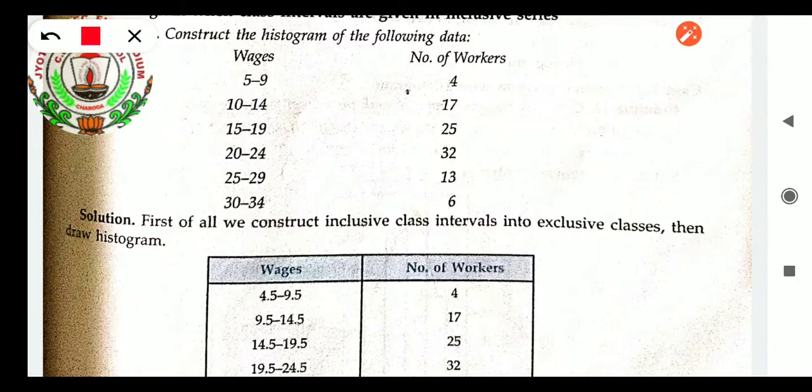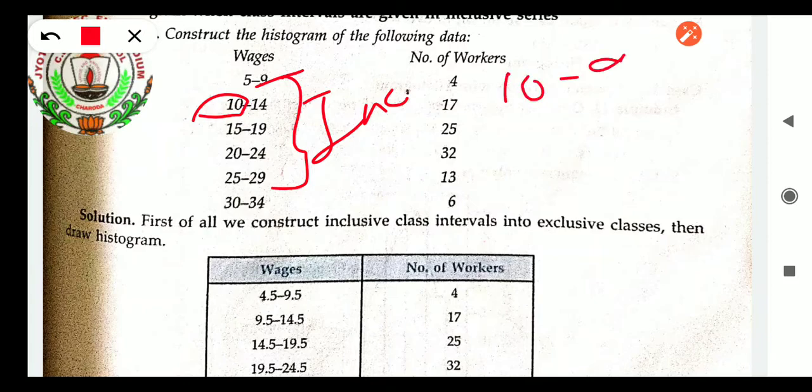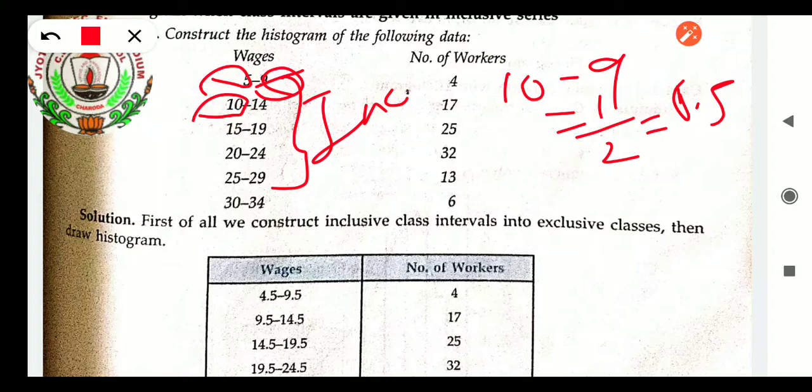Now, how to convert this inclusive series. This is inclusive because the upper limit of the first class is not equal to the lower limit of the second class. We have to convert it into an exclusive series. The rule is the upper limit of the first class is deducted from the lower limit of the second class. So 10 minus 9, how much do we get? 1 divided by 2, 0.5 will come. This 0.5 you subtract from the lower limit and add to the upper limit. So 5 minus 0.5 is 4.5, and upper limit 9 plus 0.5 is 9.5. Same way for 10 and 14: 10 minus 0.5 is 9.5, and 14 plus 0.5 is 14.5.